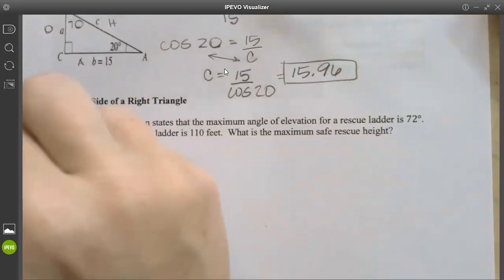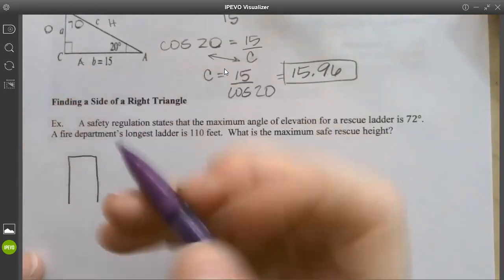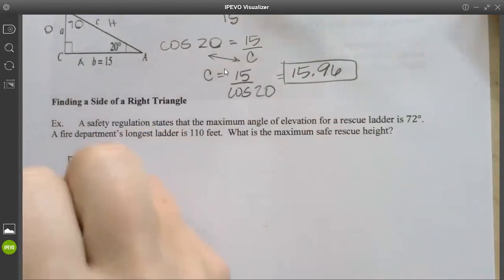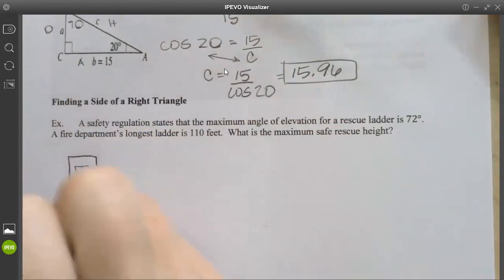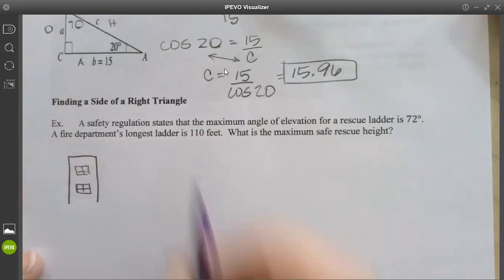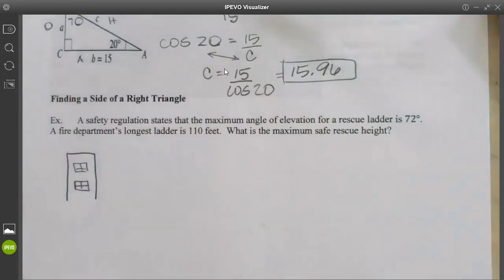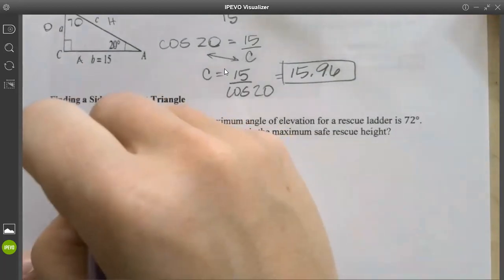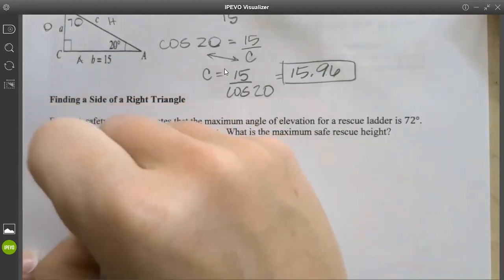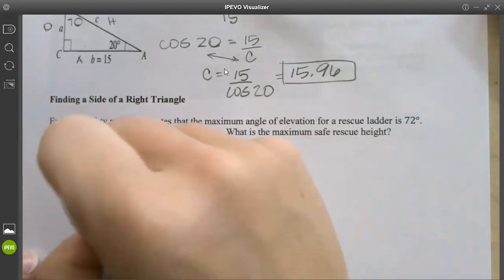So you have a little building. I like to draw them. I'm a visual learner, so I like to draw them. You have a ladder leaning on the building.